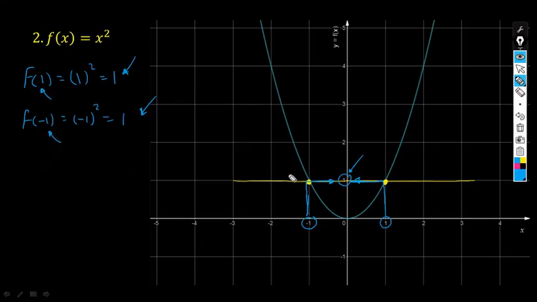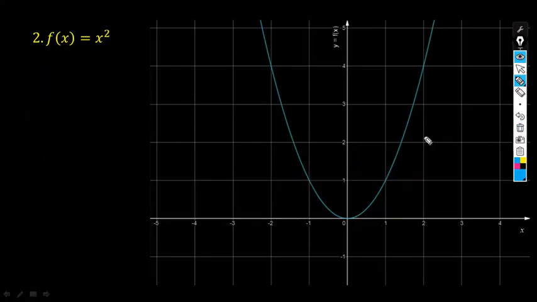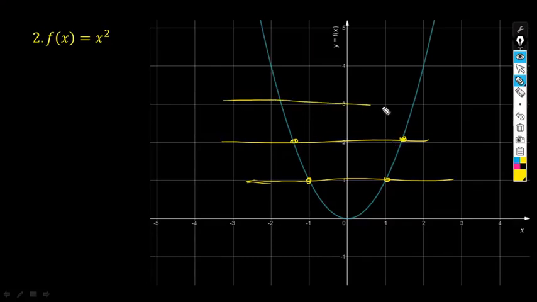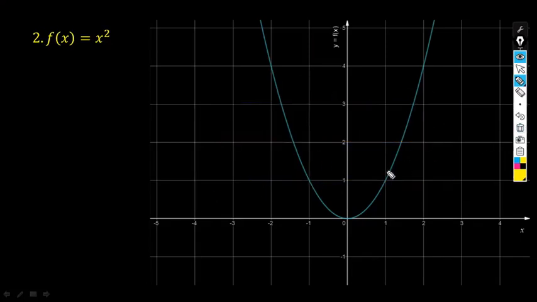So that's why this is not a one-to-one function, because of the test. When I drew the horizontal line, it's crossing the graph at two points. It doesn't always have to happen; if this happens once, then the function is not one-to-one. Next example, quickly.